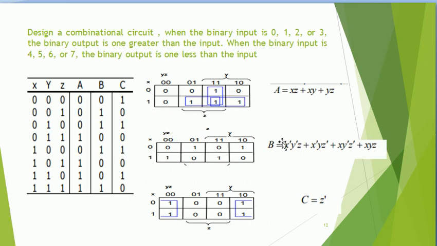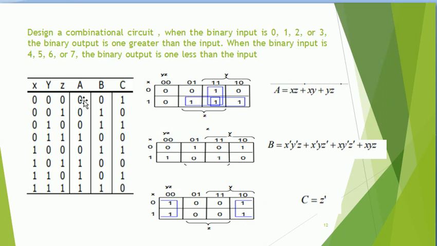Similarly, we will take the design of another combination circuit. This circuit is also with 3 inputs. Here, when the binary input is 0, 1, 2, 3, the output should be 1 greater than the input. And if the binary input is 4, 5, 6, 7, the binary output is 1 less than the input. So we have x, y, z. As usual we have 2 power 3, 8 combinations. These are all the inputs. X, y, z are the input variables. A, B, C are the output variables.